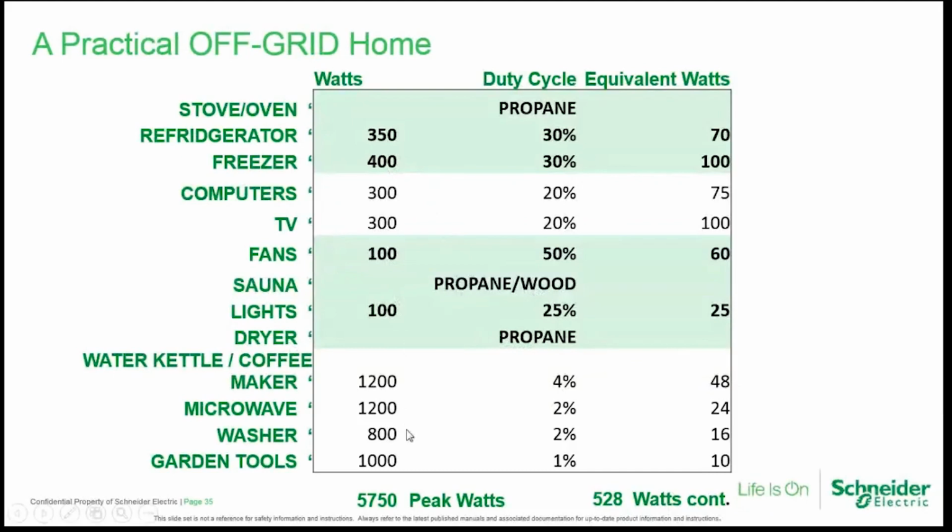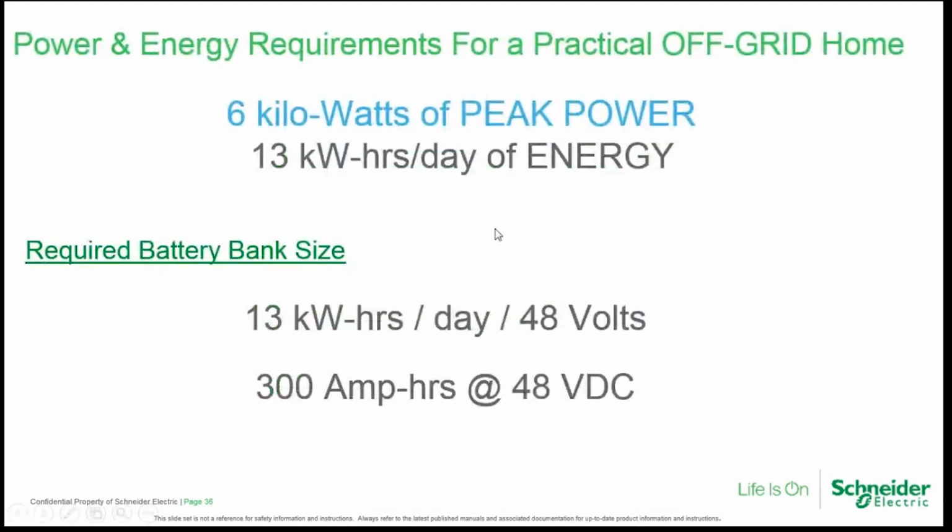Looking at what we have left over, it's looking like we have 5,750 peak watts for this equipment, and that's 528 equivalent continuous. So we have to make sure that our inverter can handle this with ease, but this is what tells us how big our battery needs to be for how long we want to run. So if we did the math, that gave us 13 kilowatt hours per day of energy consumption. And 13 kilowatt hours a day divided by 48 volts means we basically need 300 amp hours there.